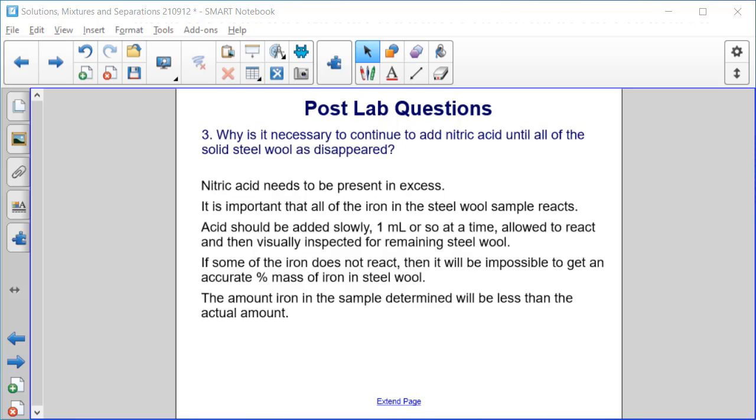In order to successfully complete this lab, nitric acid needs to be present in excess because it is important that all of the iron in the steel wool sample reacts. Acid should be added slowly, 1 milliliter or so at a time, allowed to react, and then visually inspected for remaining steel wool. If some of the iron does not react, then it will be impossible to get an accurate percent mass of iron in the steel wool sample. The amount of iron in the sample determined will be less than the actual amount if we don't add that nitric acid in excess.